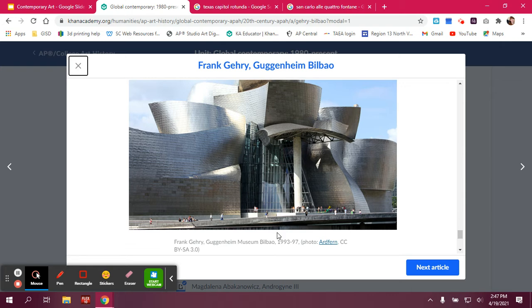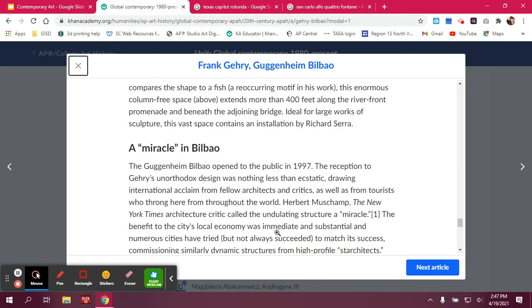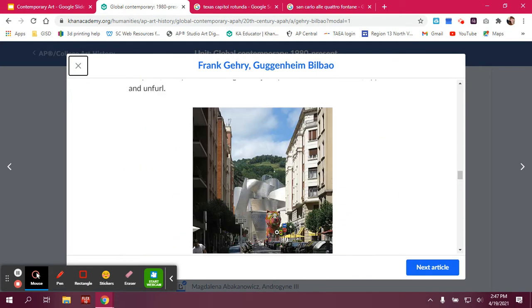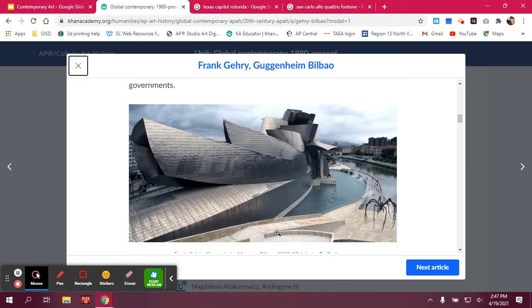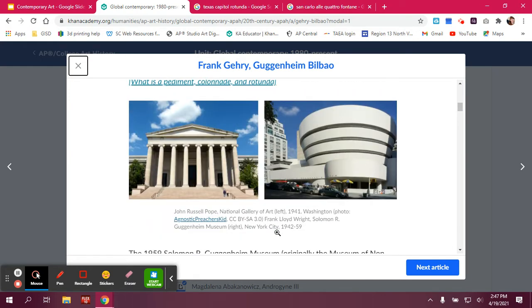So the first one is, prior to the mid-20th century, how were art museums designed? So we'll go up and look at an old idea. Everything was neoclassical. So everything is going to have a pediment on it, and then it's going to have the colonnade on it. And then another thing that's very common in a neoclassical building is the rotunda.